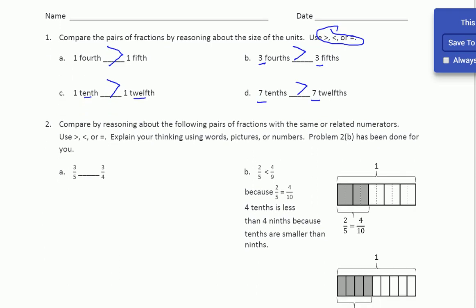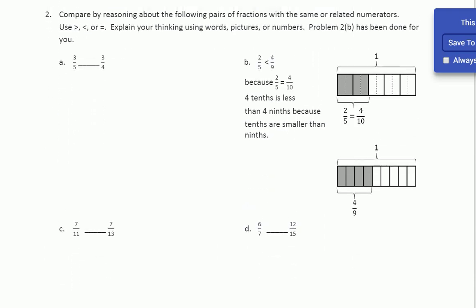So here we go with number 2. Number 2, we are going to compare by reasoning. Reasoning about the following pairs of fractions with the same or related numerators. Again, using symbols. Explain your thinking using words, pictures, or numbers. Problem to be or not to be has been done for you. So let's check that one out first since it's already done.